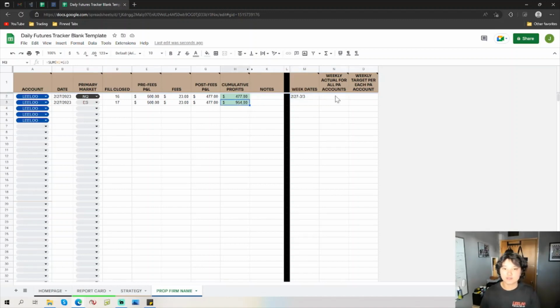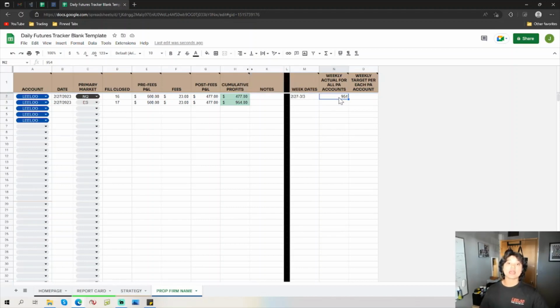I made 954 and I only have one PA account. Cool, 954 is going to go right there. You could also put a formula as well to have all the numbers added up and put it here for you. I can't put that in right now just because it depends on the amount of accounts you have and all that good stuff, so you don't have to do that yourself manually.